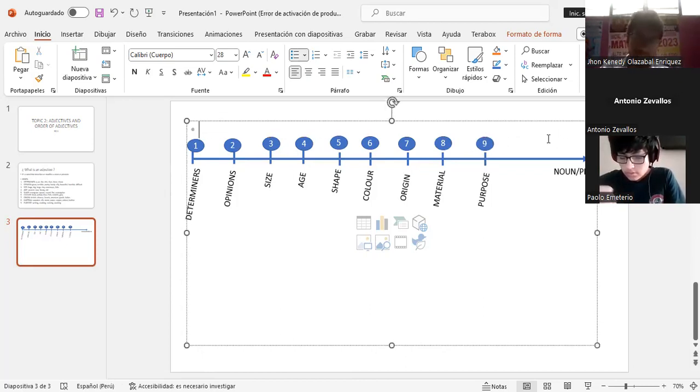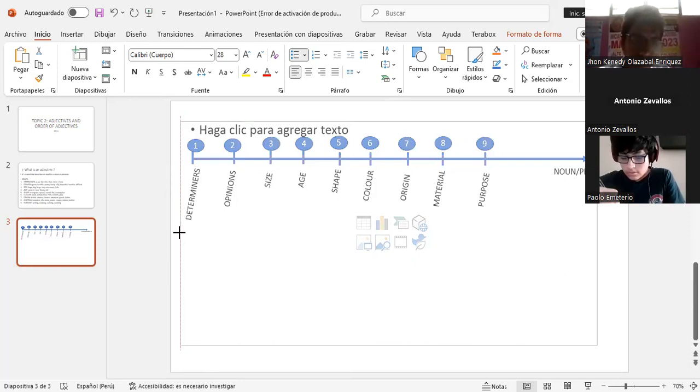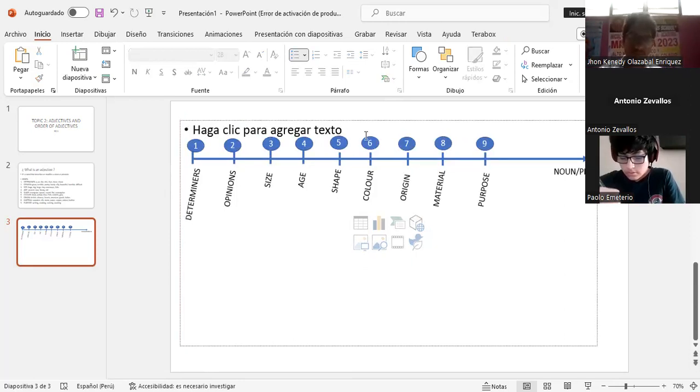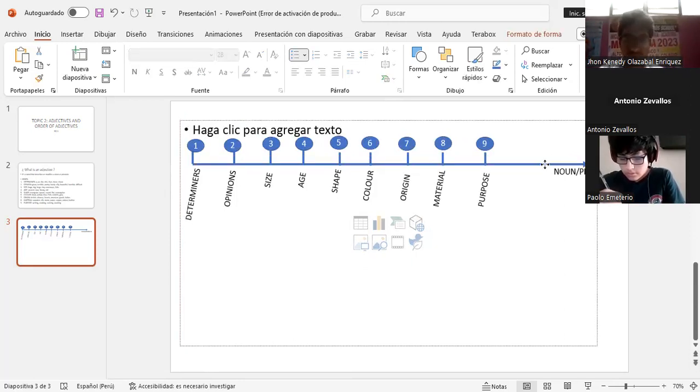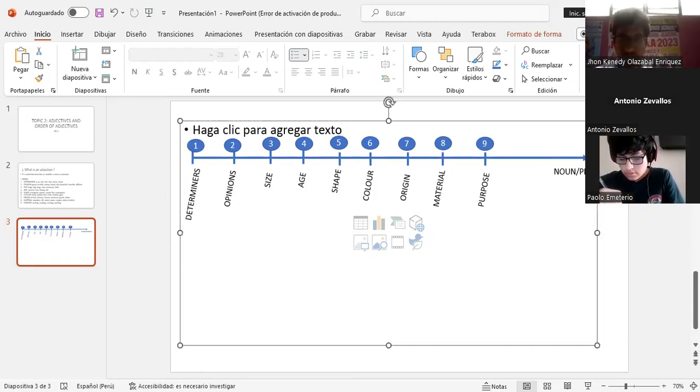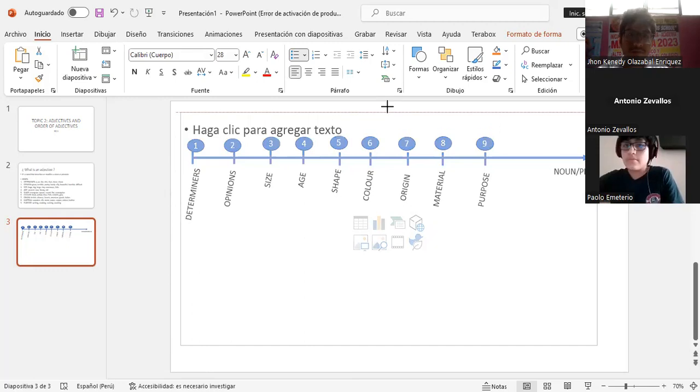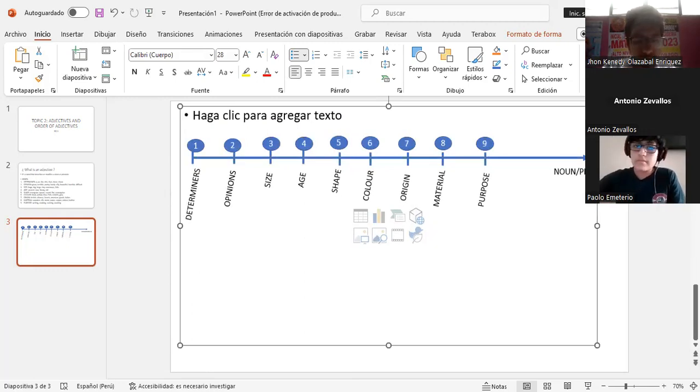Ya está. Esta es su línea del tiempo. ¿Hasta ahí todo claro? Sí.